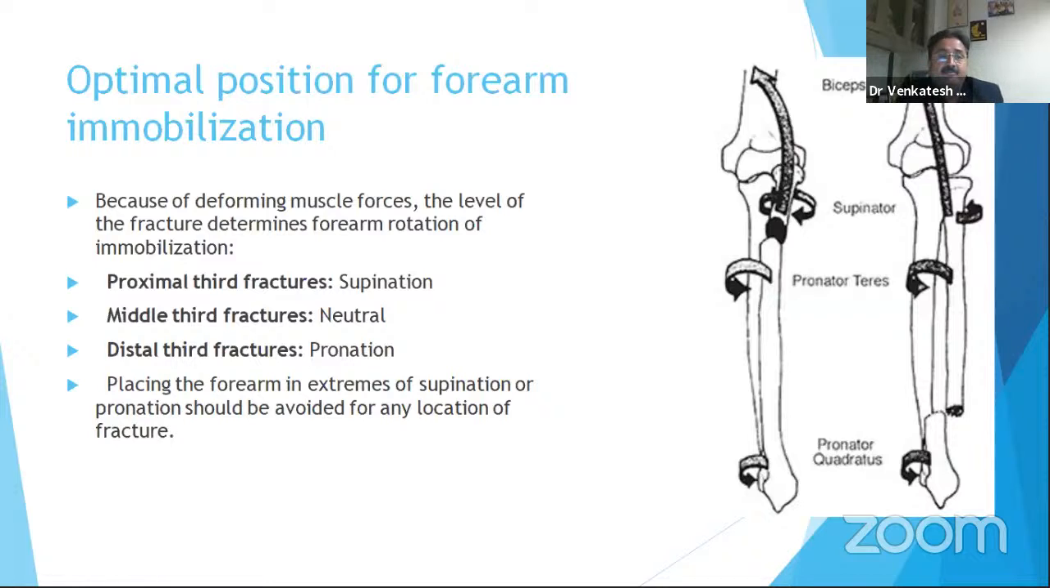Because of the deforming muscle forces, the level of the fracture determines the forearm rotation of the immobilization. For example, if there is a proximal third fracture, the supinator muscle will be acting. So to nullify the supinator muscle action, we have to keep the limb in supination. Whereas for distal third fractures, because of the pronator quadratus, we have to keep in pronation. For mid third fractures, it is neutral. Placing the forearm in extreme supination or pronation should be avoided for any location of fractures in the forearm.